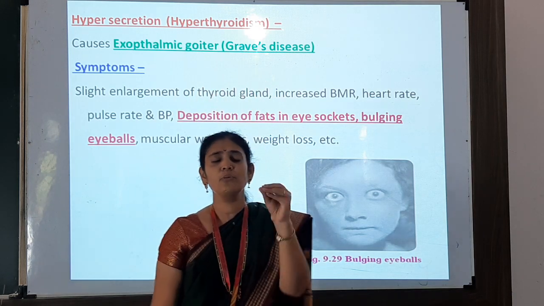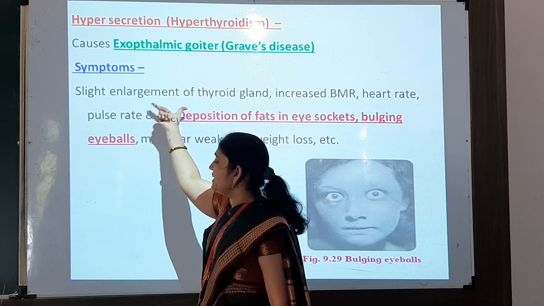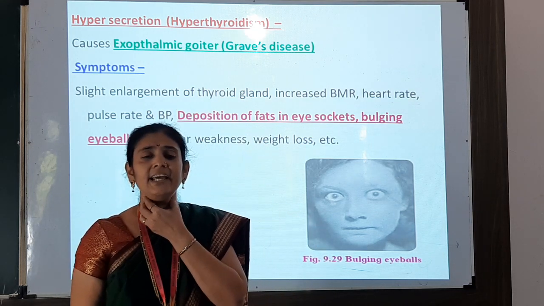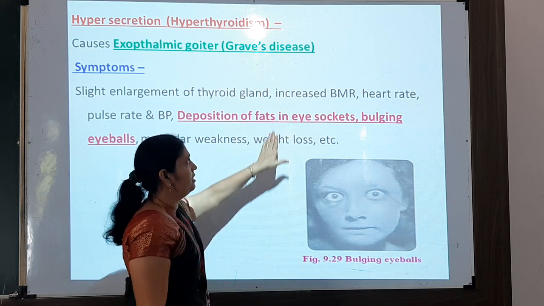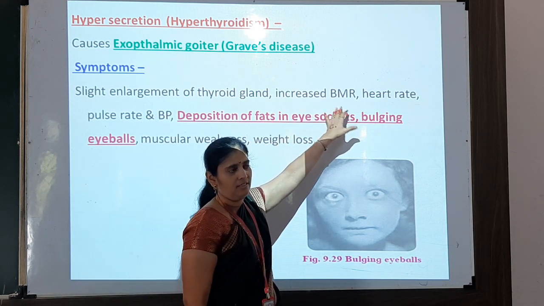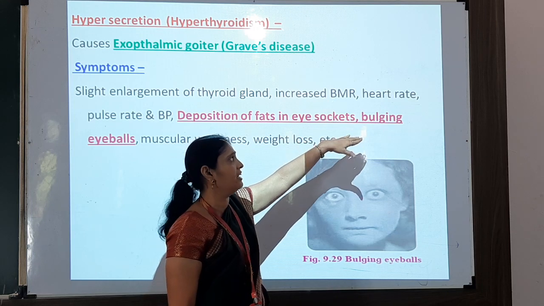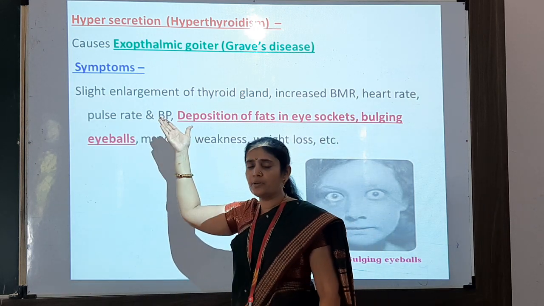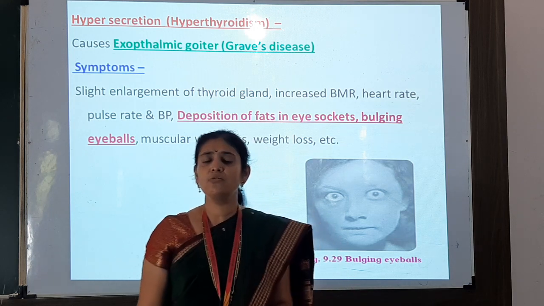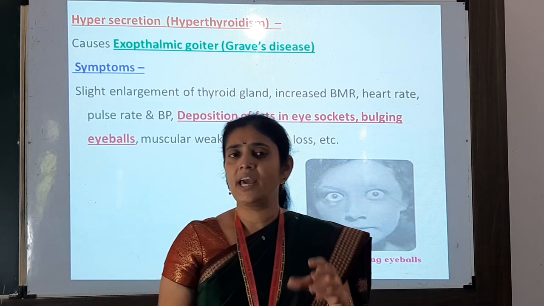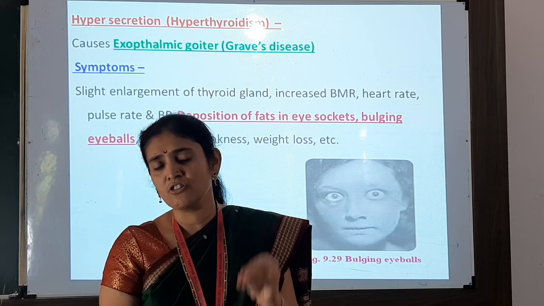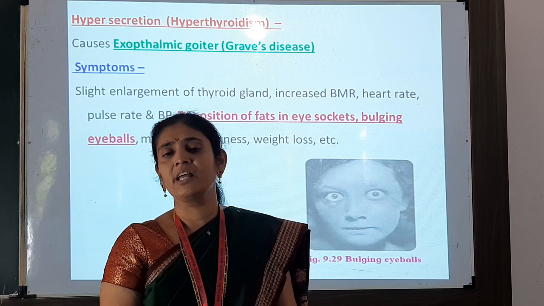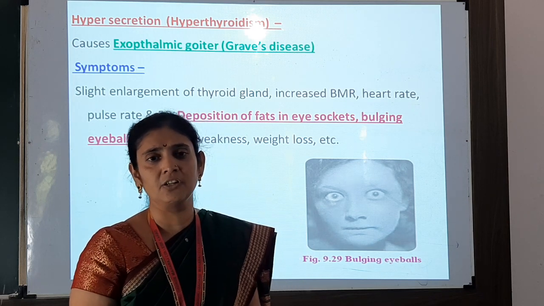What are the symptoms of this disease? Slight enlargement of thyroid gland. Due to hypersecretion, there is slight enlargement of this thyroid gland. There is increase in BMR, increase in basal metabolic rate. Also there is increase in heart rate, pulse rate, blood pressure. As we have just seen, all these functions are carried out by thyroxine, that is maintenance of basic metabolic rate, maintenance of heart rate, maintenance of breathing rate, respiration rate or blood pressure.